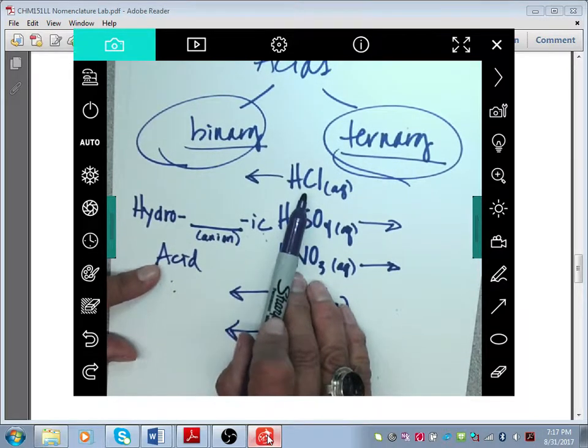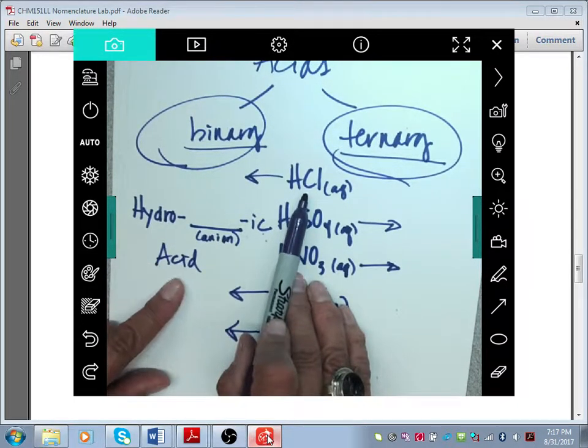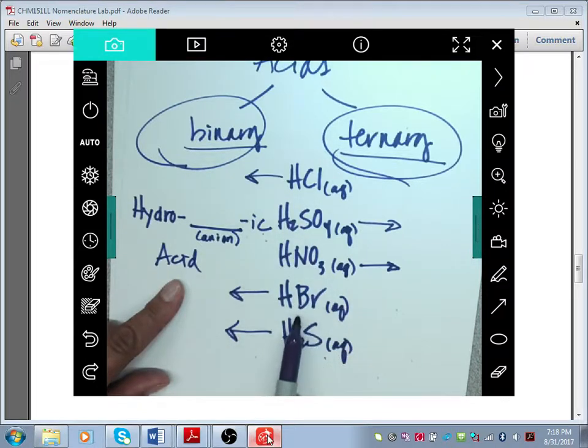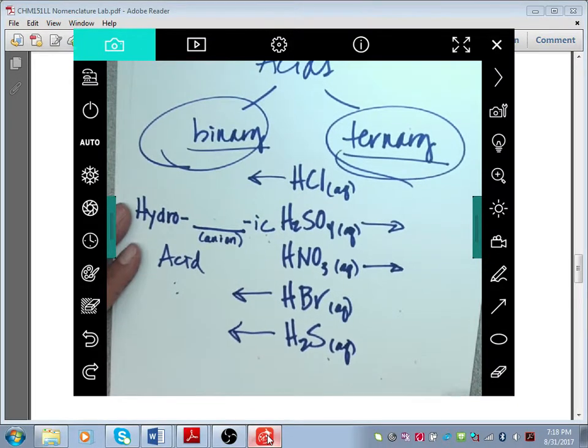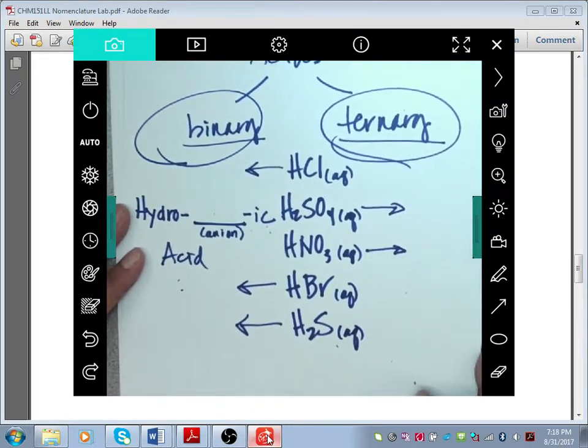All right. What's the name of this stuff if we use our rules here? Hydrochloric acid. All right. What about this one? Hydrobromic acid. And this one would be? Hydrosulfic acid. Sulfuric would be okay, but hydrosulfic would be better. All right, easy peasy, right? Hydro prefix, name of the anion, IC suffix, and the word acid. Easy peasy.